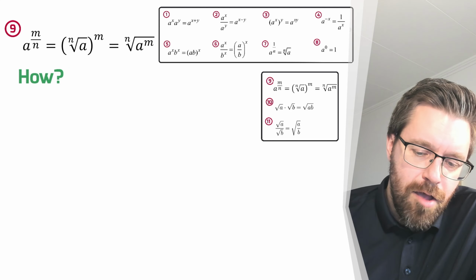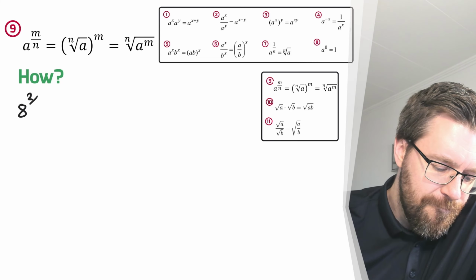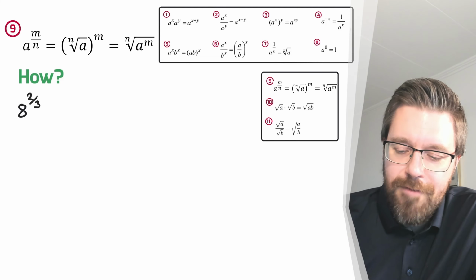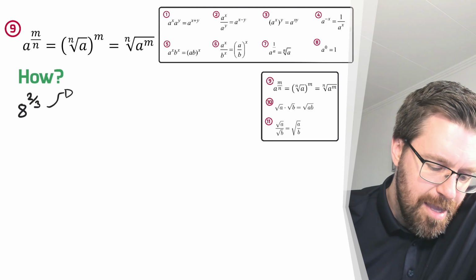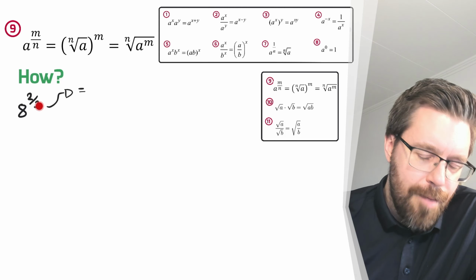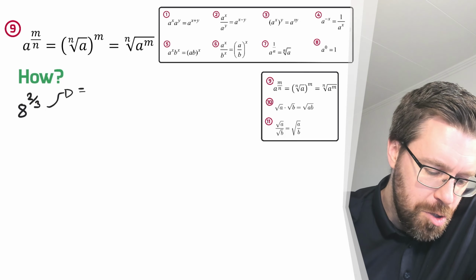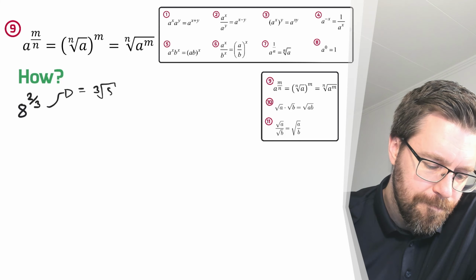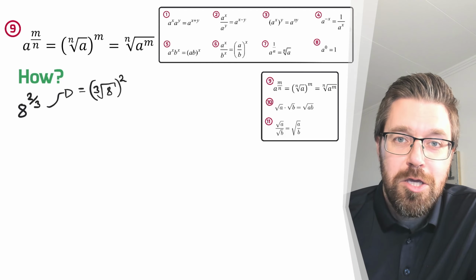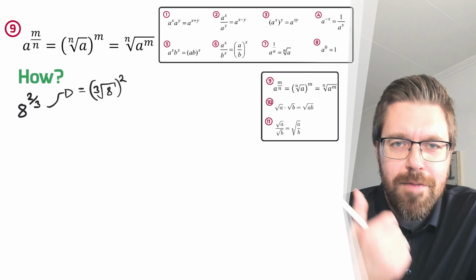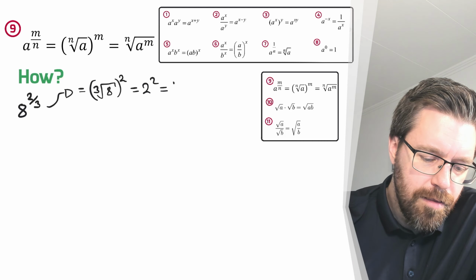And a quick example, if we have 8 raised by 2/3, then you can write it like this. It means you can take the number in the denominator, 3, which means the cube root here. So the cube root of 8, and then raised by 2. And the cube root of 8 equals 2, because 2 times 2 times 2 equals 8. So it means 2 raised by 2, and it means 4.